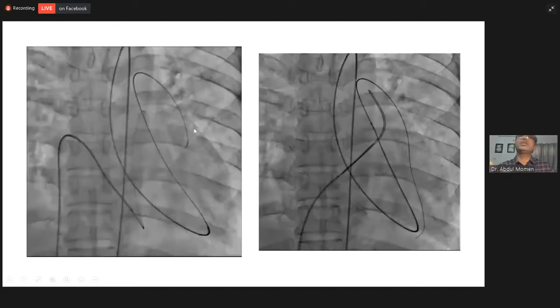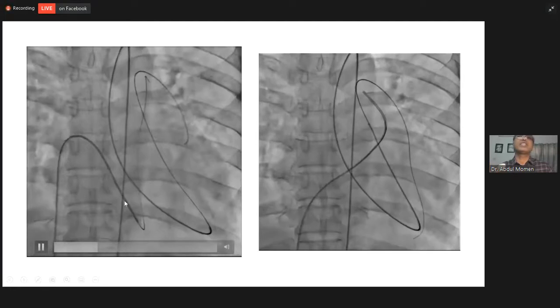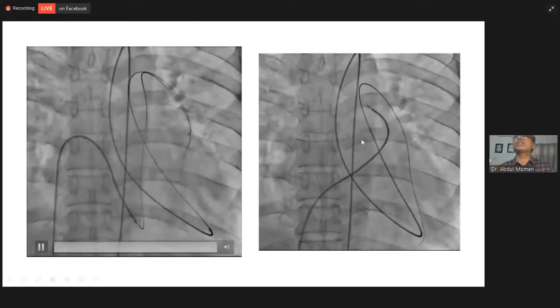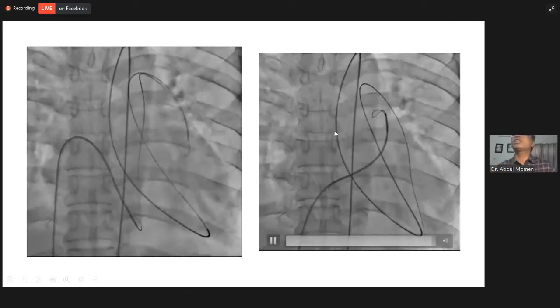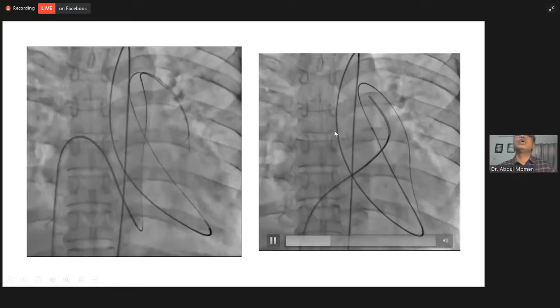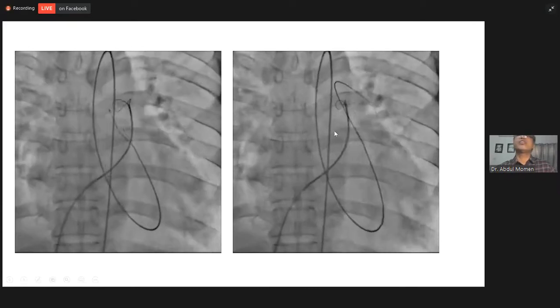Then we proceed with another wire from the venous system, the femoral venous system, and a multipurpose catheter. We park the multipurpose catheter in the pulmonary artery. Through the multipurpose catheter, we negotiate the snare. We snared the wire from the arterial system, and then finally we produce an arteriovenous loop.